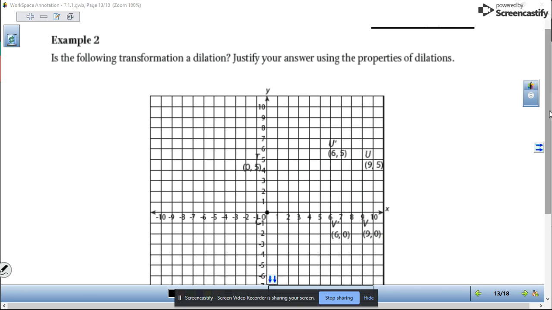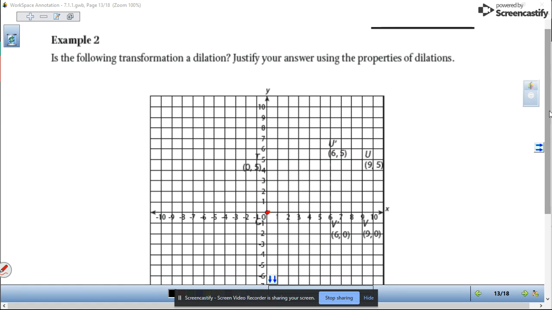Okay, let's take a look at example 2 here. So again, we're trying to prove that there's a scale factor and see what that is. What you're going to notice pretty quickly is this is a weird sort of looking shape. So let's first draw it out and see what we have here.